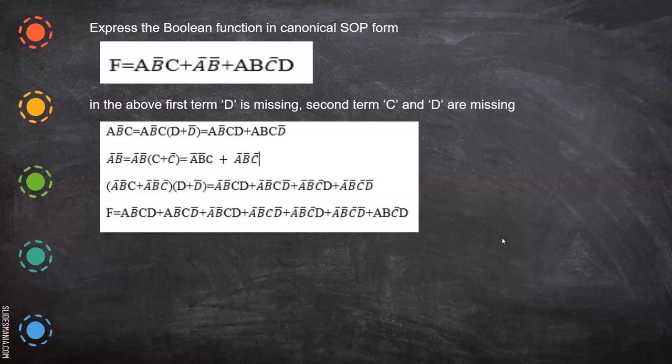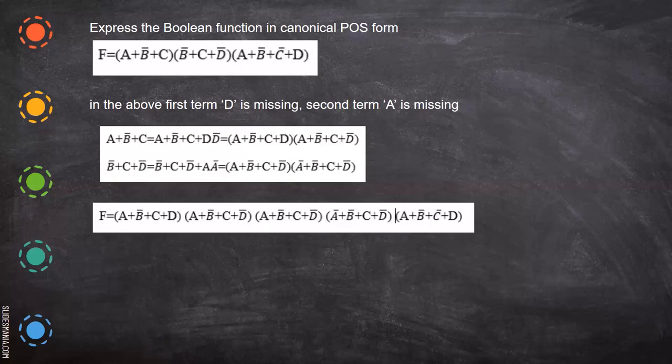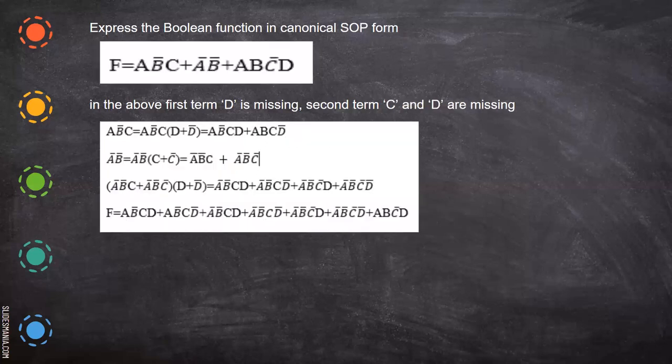Now we'll take another example. What we have seen previously is the POS, canonical POS form. Now we'll see the canonical SOP form. Here the min term, sum of products. Here if you see that D is there, whereas it is missing here. Here two variables are missing. Now we have to introduce them.